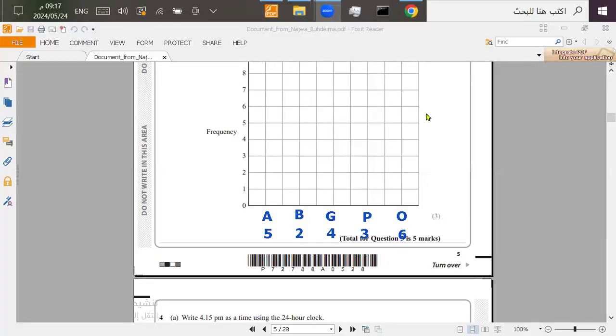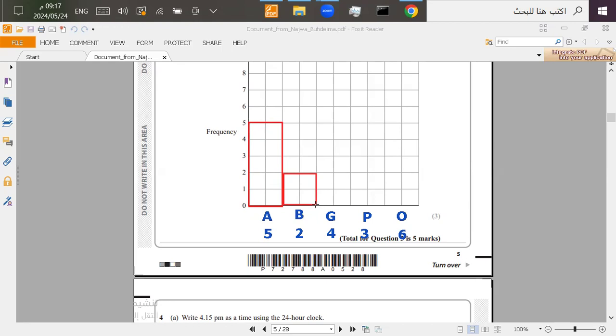So I finished this. I put the letters and then the frequencies under them so I can use them to make the bar chart. These are the apples. The apples go until 5. So I'm going to make a bar chart that goes till 5, like this. Till 5. So these are the apples. And then the bananas go till 2. So these are the bananas.